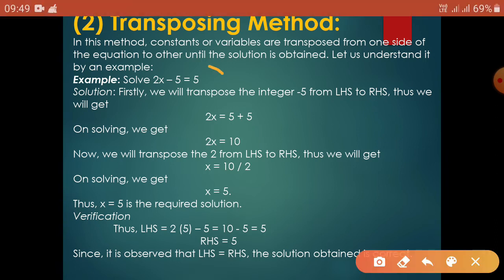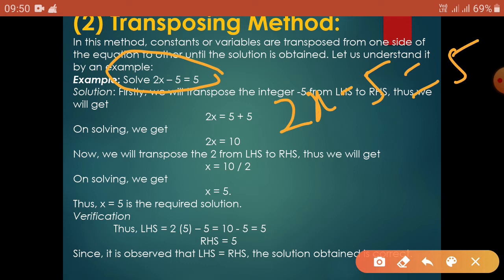Suppose the question is 2x minus 5 equal to 5 is the equation. So firstly we will transpose the integer minus 5 from the left side to the right hand side, thus we will get 2x equal to 5 plus 5. So here the equation is 2x minus 5 equal to 5. Transpose means we can shift any constants or variables from one side to the other side of the equation until the solution is obtained.